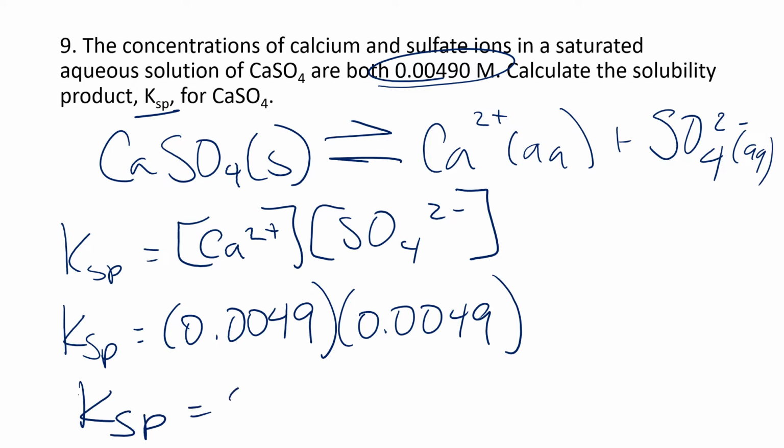So our Ksp is 2.40 times 10 to the minus 5.